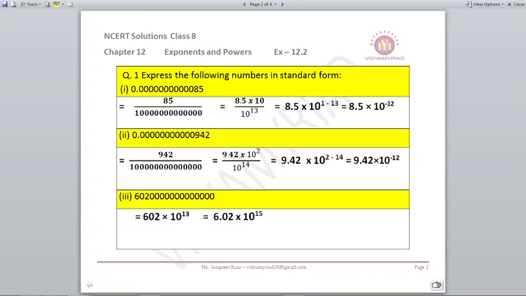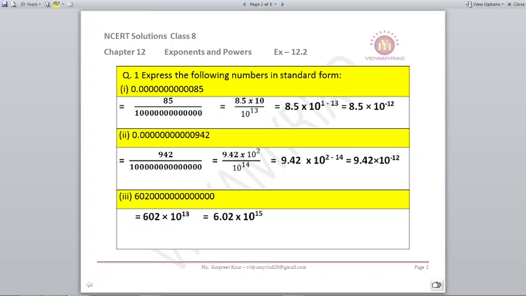Now how can we write it that way? First we will convert this decimal into a fraction form. It will become 85 upon 1 and the number of places it has. There are 13 places, so we will put 13 zeros, which can be written as 10 raised to power 13. In the numerator, since it is 85, I can rewrite it as 8.5 multiplied by 10. It means the same thing. I will get the result 85 only. So we have 10 in the numerator and 10 in the denominator also, and what happens in the case of division? We subtract the powers. So 8.5 multiplied by 10 raised to power 1 minus 13 gives you 8.5 into 10 raised to power minus 12 as your answer.